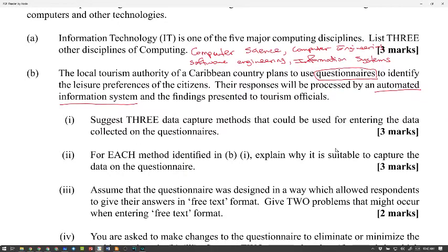So, three data capture methods that could be used for entering the data collected on the questionnaires. You could say OCR, OMR, or you could say fillable forms here. So if you have Google Forms, then it will still be cool, because what you want to do is prove that you're using an automated form, because it's an automated information system. So therefore, you can't say keyboards and mice and whatever else. So OCR, OMR, fillable form.